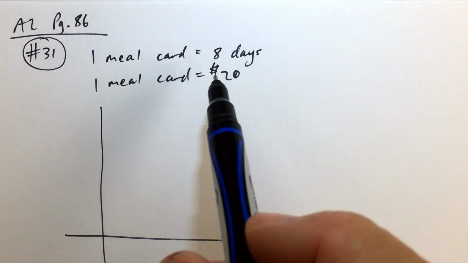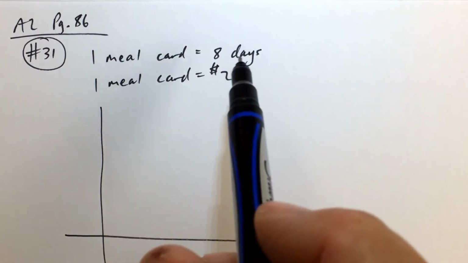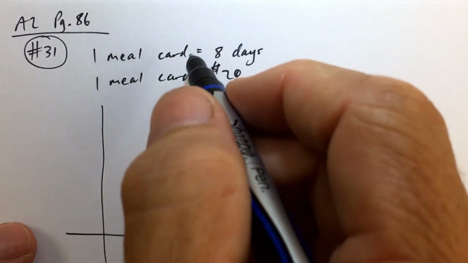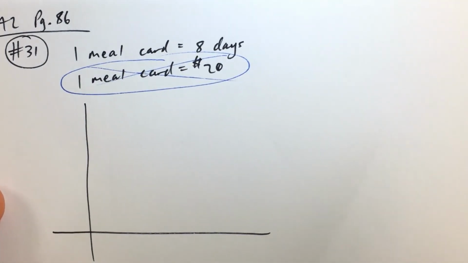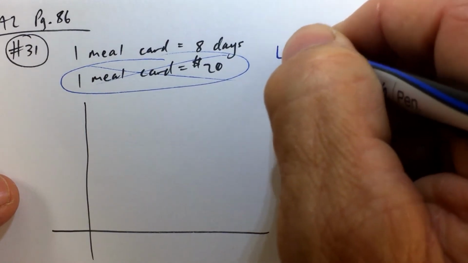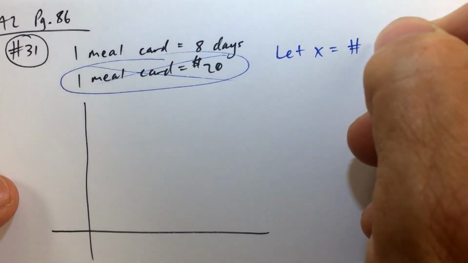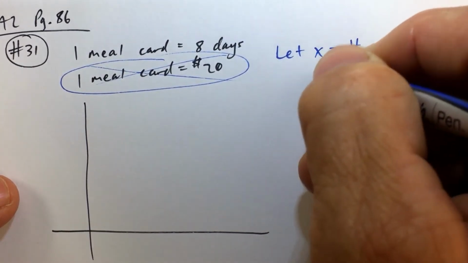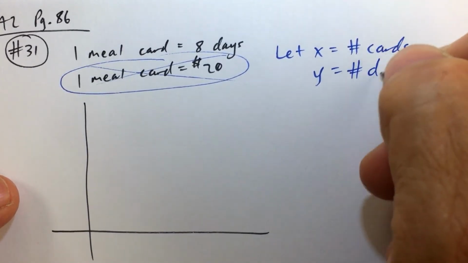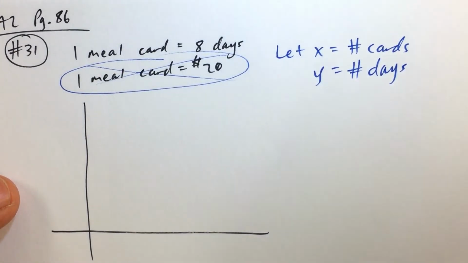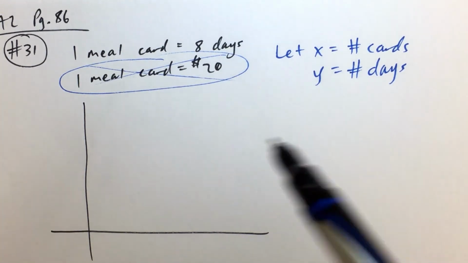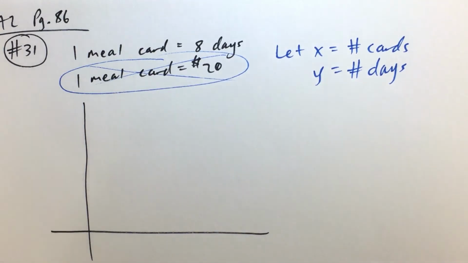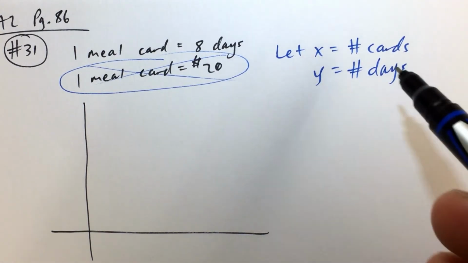We can go with dollar amount, we can go with number of cards, and we can go with number of days. I'm going to choose to just forget about that information given, and I'm going to let X be equal to the number of cards, and I'm going to let Y equal the number of days that this person can eat. If they buy 5 cards, that's going to cost $100. So we could go the dollar amount route, or we could go number of cards and number of days.